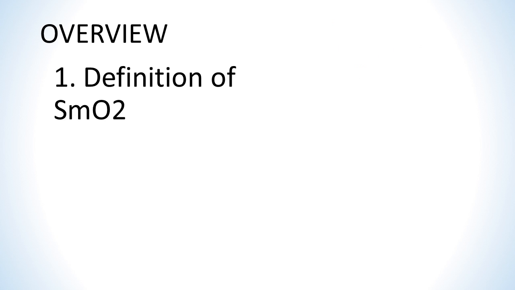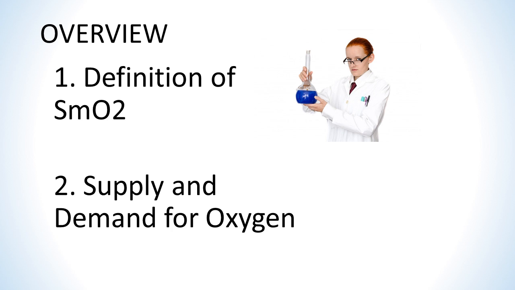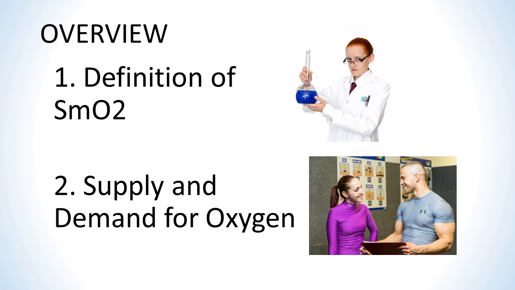There are two sections in this presentation. The first will cover the definition of SmO2. This is going to be a technical discussion on precisely what SmO2 means, what is actually being measured, and where in the body the measurement is taken. The second section is going to introduce the concept of supply and demand for oxygen in the muscle. This is intended as a starting point for learning to interpret how various physiologic conditions contribute to the SmO2 reading.